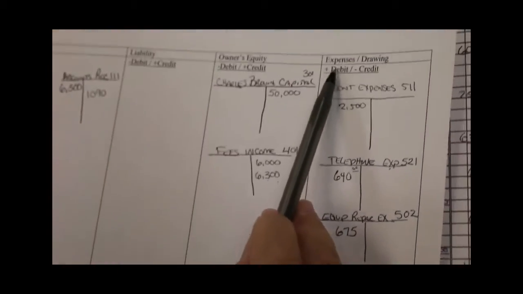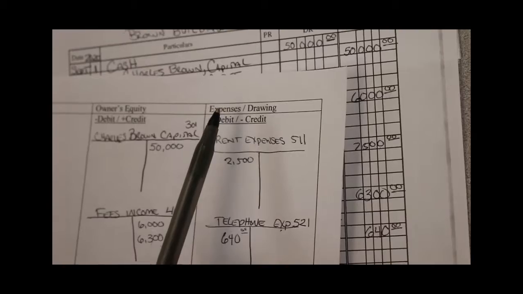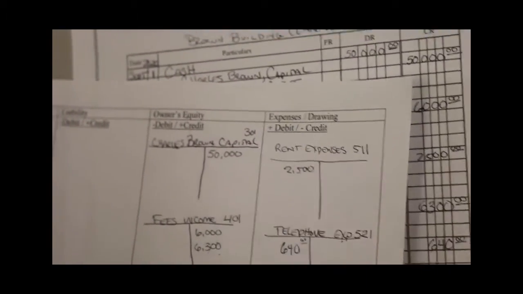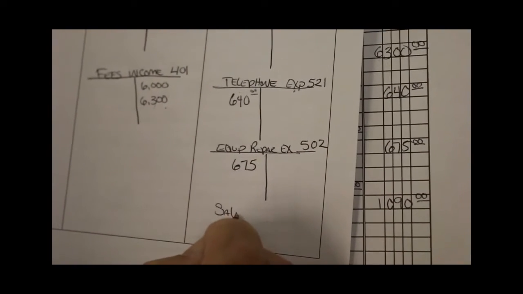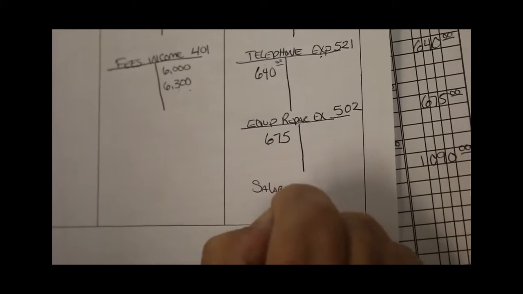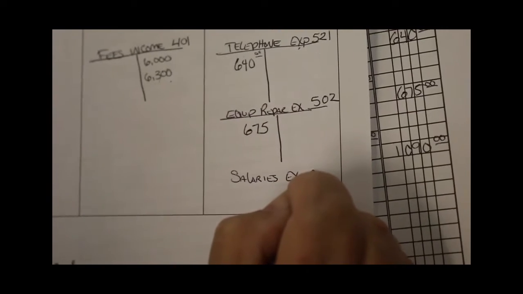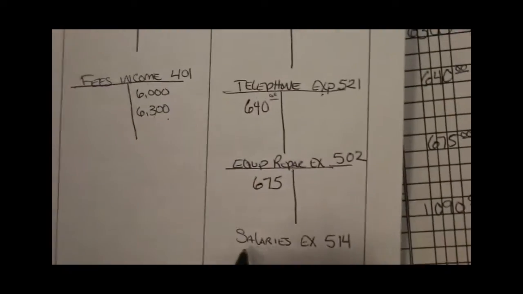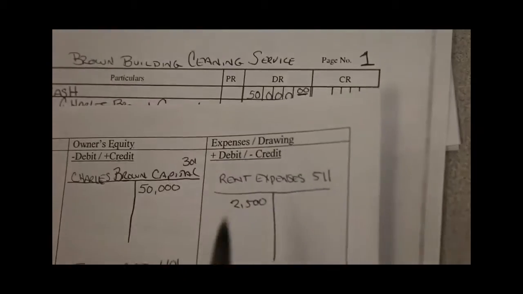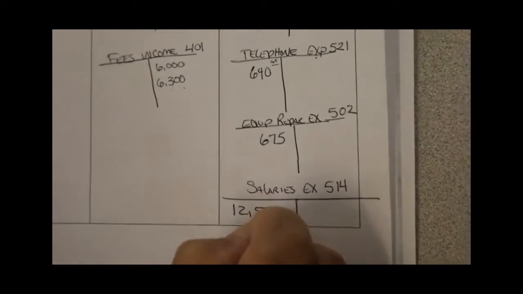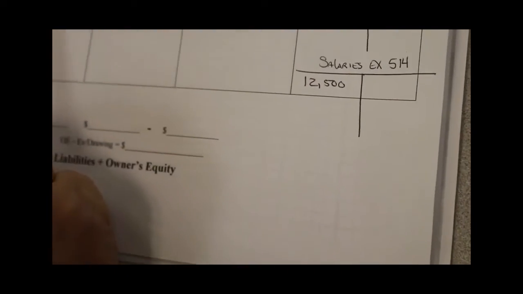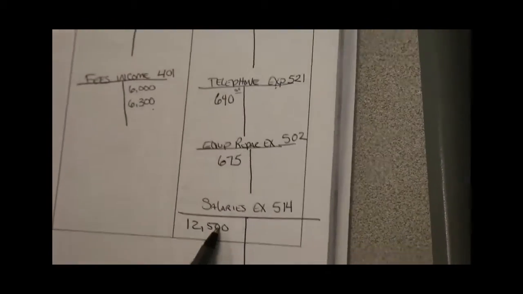Then what account gets debited? Well, over here under expenses, we have our salaries expense. So we're going to create another, I should have created a bigger spot here. Salaries expense. And that's account number 514. Okay, so we're going to debit the salary. So we're increasing that expense. 12,500. Okay, so we credited cash and we debited salaries.